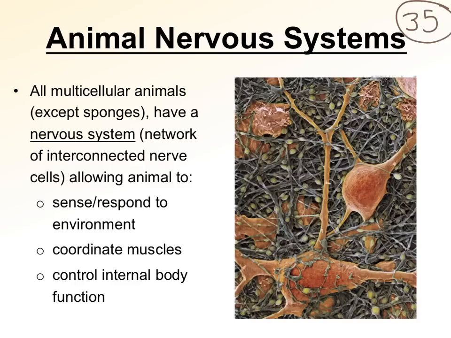When we start with the nervous system, we should understand that the nervous system allows you to respond to your environment. It also coordinates your muscle movement and controls many of your bodily functions. And all multicellular animals are going to have some form of a nervous system except for sponges. And we're going to get into this a little bit more now.